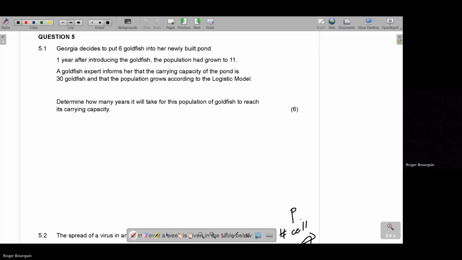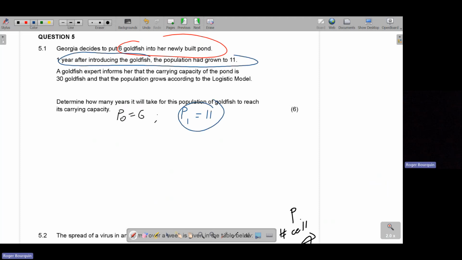Let's start by writing down what we know. P0 is equal to 6. One year after introducing the goldfish, the population has grown to 11. So in other words, they're telling us P1 is equal to 11. A goldfish expert informs her that the carrying capacity of the pond is 30. So K is equal to 30.